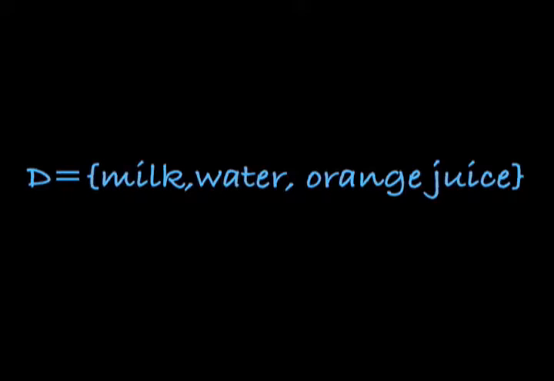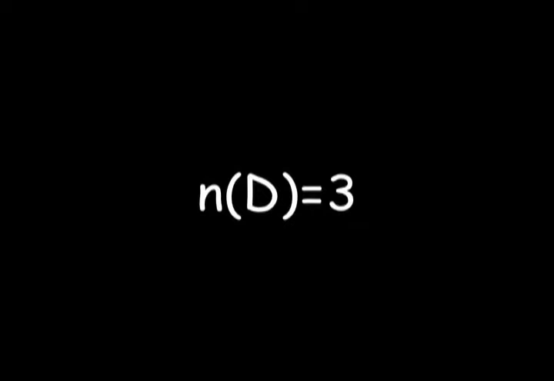Recall the drink list D: milk, water, and orange juice. There are 3 items on list D. N of D equals 3. What does this have to do with probability? Well, actually everything. It's the essence or the foundation of probability.